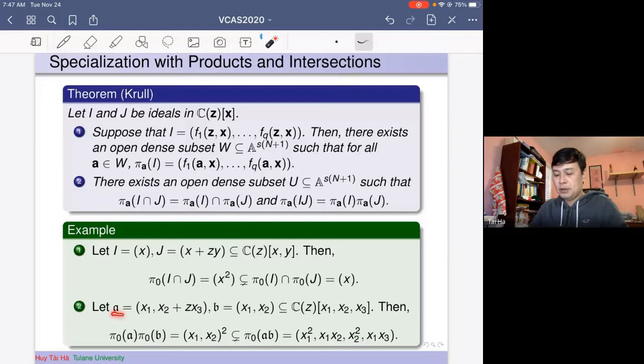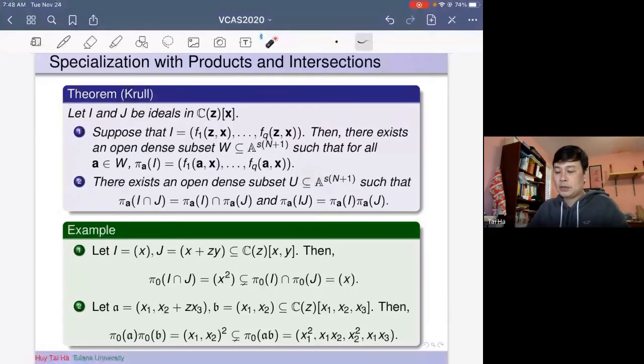This is an example where we're looking at ideals in 3 variables, and specializing the product. When you take each specialization, you get x1, x2. So the product of specializations is x1, x2 squared. However, if you take the product of the ideals, there's an extra term that comes into the picture, x1, x3. So when you specialize the product, you get the extra term x1, x3. So they are not the same. Right? So the best one can hope for is to have an open subset where specialization works well.